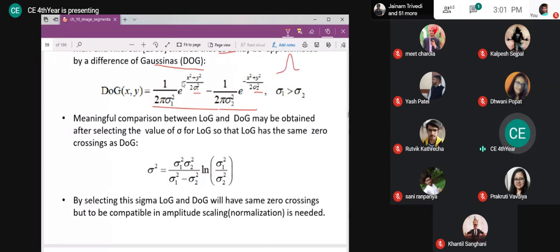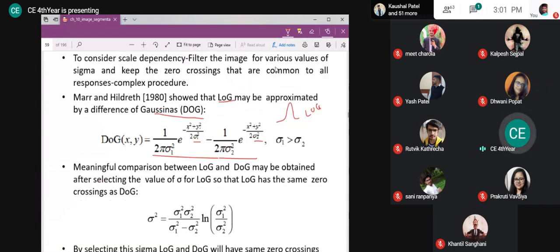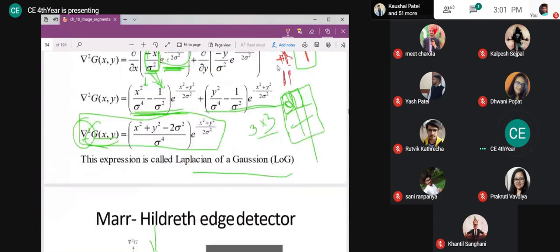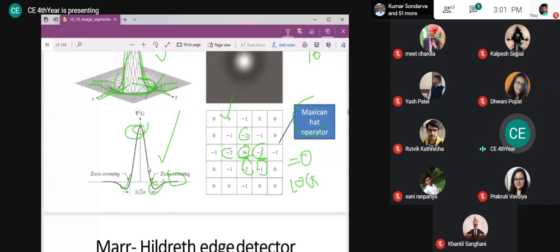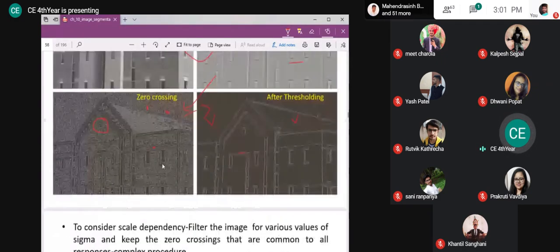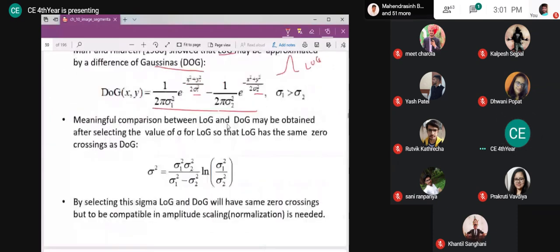Suppose I am taking different values of x and y, and I am plotting it on the Cartesian scale, so I will get a shape, and that shape will be equivalent to the LoG of sigma. The LoG will have the sigma, right? And how sigma 1 and sigma 2 and the sigma of the LoG relate, they will relate by this equation.